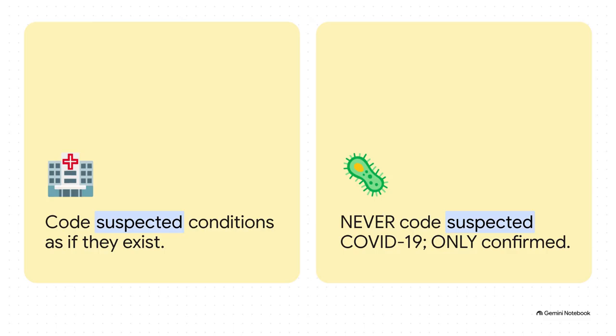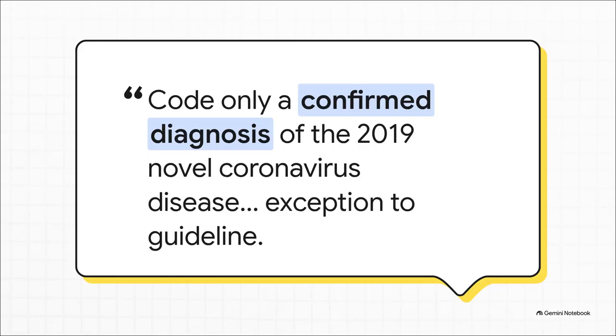If the test is inconclusive or the provider just suspects it's COVID, you only code the presenting signs and symptoms, like a cough or a fever. Let's look at the exact wording right out of the official CMS guidelines. It says, code only a confirmed diagnosis of the 2019 novel coronavirus disease, COVID-19. This is an exception to the hospital inpatient guidelines, Section I.H. Now, keep in mind, confirmation doesn't necessarily require a piece of paper with a positive lab test. The provider's clinical documentation clearly stating the patient has COVID-19 is perfectly sufficient. But without that definitive confirmation, U07.1 cannot go on your claim, period.